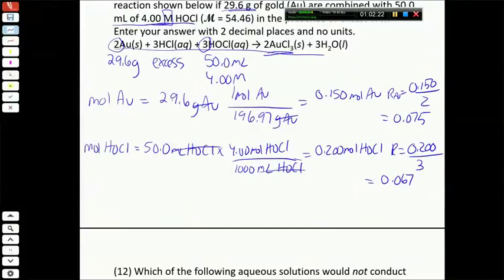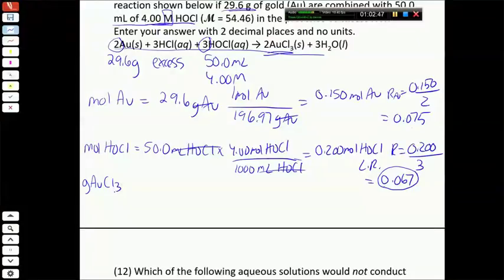Alright, so if we compare the two numbers, 0.067 and 0.075, the two stoichiometric ratios, the one that's smaller is identified as the limiting reactant. So that substance there is the limiting reactant. And remember, once we find what the limiting reactant is, we don't want to use these numbers anymore. We want to go back to the number of moles that we had, and we're going to use that to find, finally, the mass of product that forms.